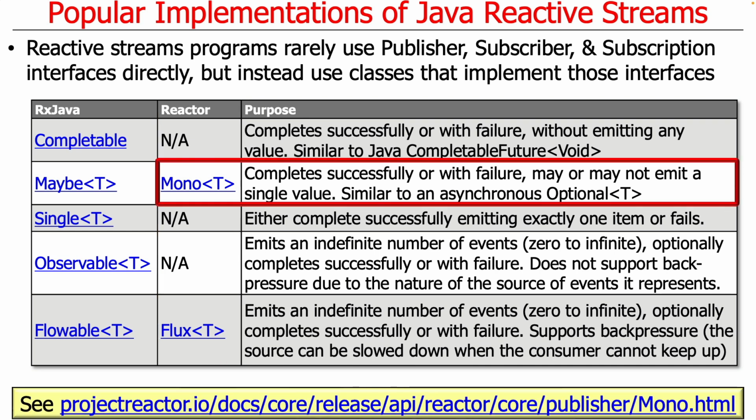Let's talk about Mono, because we're going to spend a lot of time on Mono. You'll get a chance to play around with Mono. It basically is a reactive type that will either complete successfully or fail, and therefore may or may not emit a single value. It's very much like an asynchronous variant of the Optional class that came in Java, where you can either get a result or not.